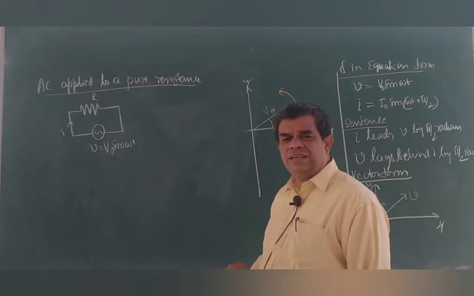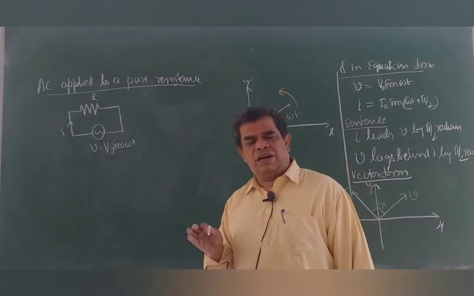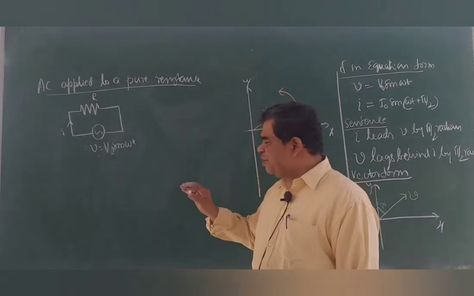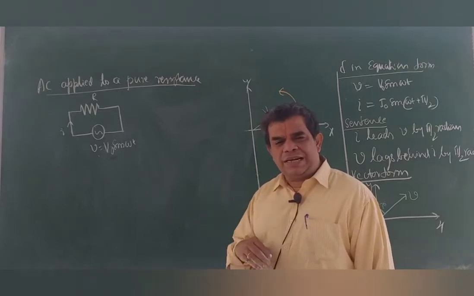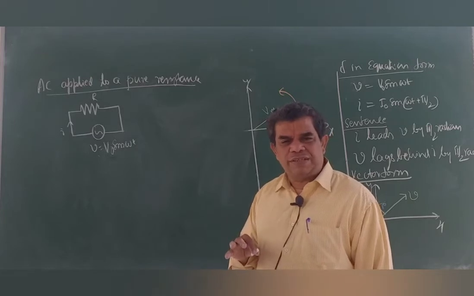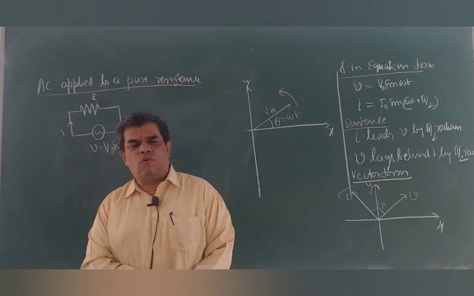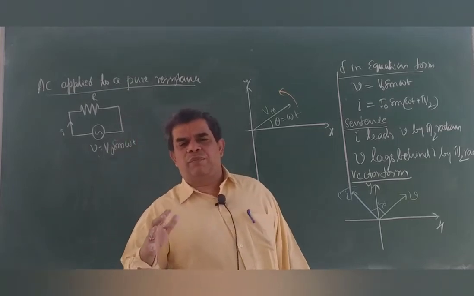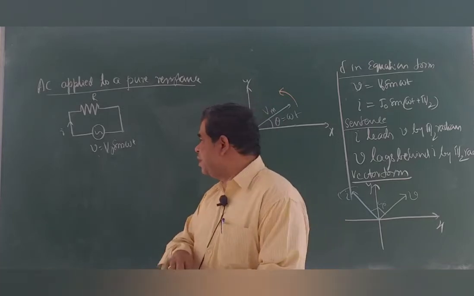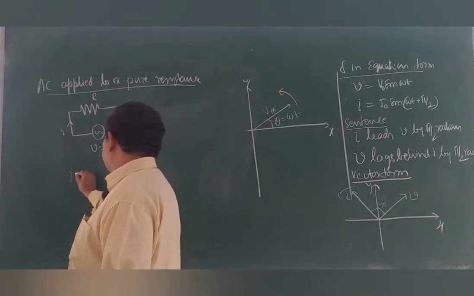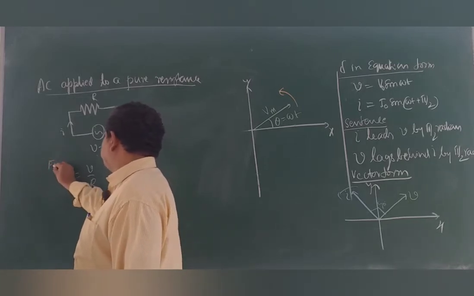Now we start finding the current in this circuit. In fact, in all the 4 circuits, we assume the V and we try to find out the current. And then we compare current and voltage for the phase difference. So we start with that. Say one more thing. Ohm's law is valid for both DC circuits and AC circuits. Here also I can apply Ohm's law. According to Ohm's law, I equals V by R.